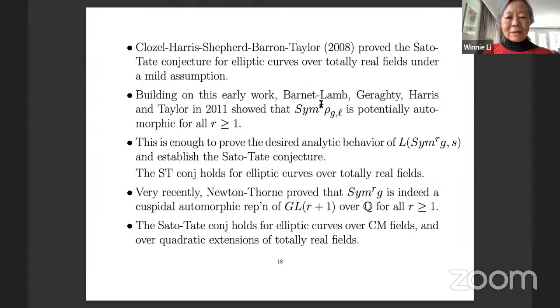Okay. So in their paper, they also proved the Sato-Tate conjecture for elliptic curves over totally real fields. Okay. So very recently, Newton and Thorne proved that the symmetric power of such G is indeed a cuspidal automorphic representation of GL R plus 1 over Q for all R.